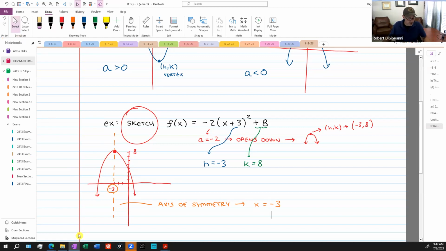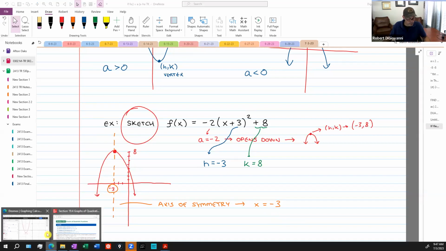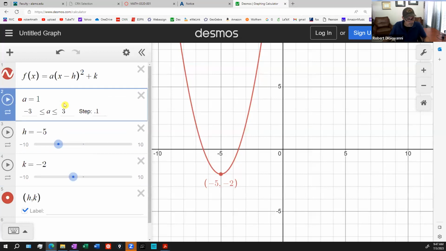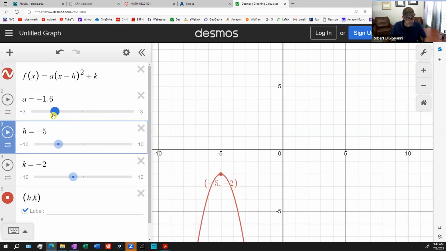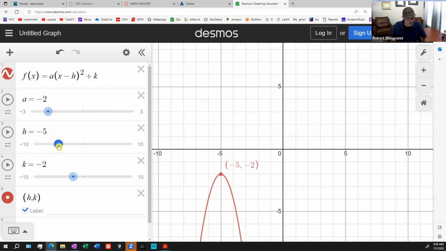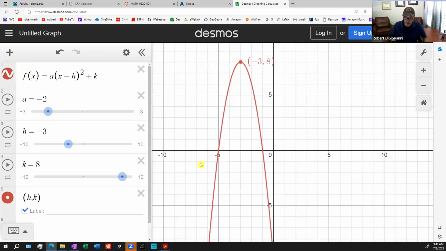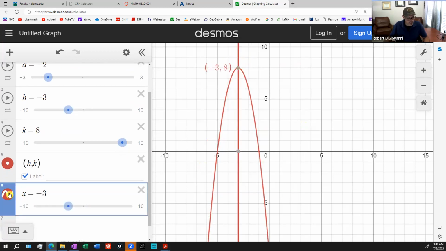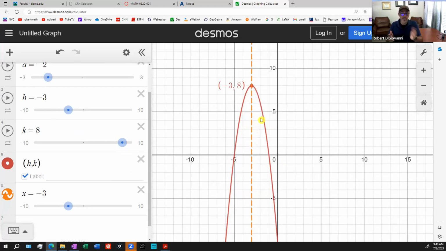I'm going to go back to the picture here in just about 10 seconds. I'm going to make h -3, I'm going to make k 8, and I'm going to graph this, and everything should look kind of like our picture. So -3 and 8, I need to change something here. Okay, so a was -2, h was -3, and k was +8. There we go. That's the graph. Now I'm also going to graph x equals -3 and make that a dotted orange line like that. That's our axis of symmetry. So you can see that this parabola is a mirror image of itself over that line.